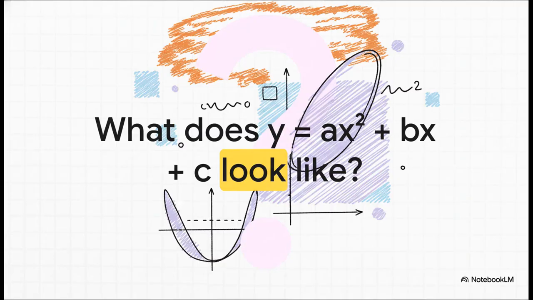So you've probably stared at this equation before, right? Y equals ax squared plus bx plus c. It can feel, well, a little abstract, just a string of symbols. But what if I told you that this formula creates a very specific, very elegant shape every single time? Our whole goal here is to connect that formula directly to what it looks like on a graph.